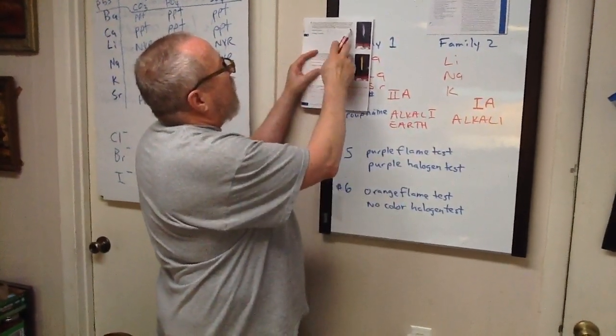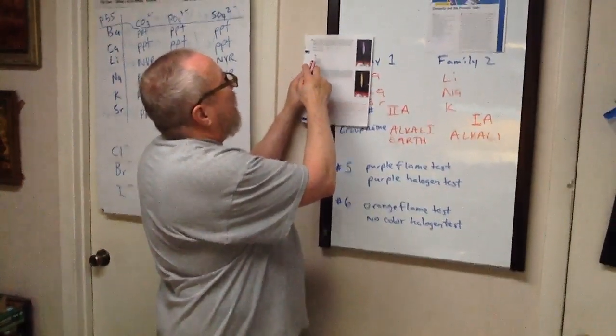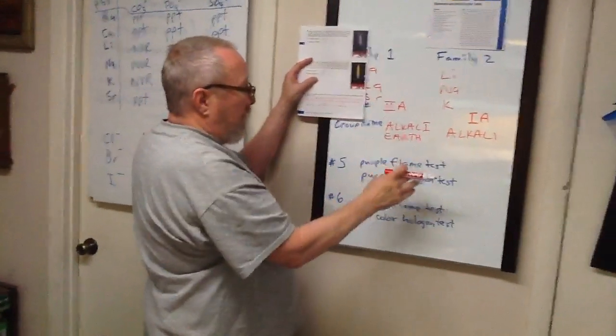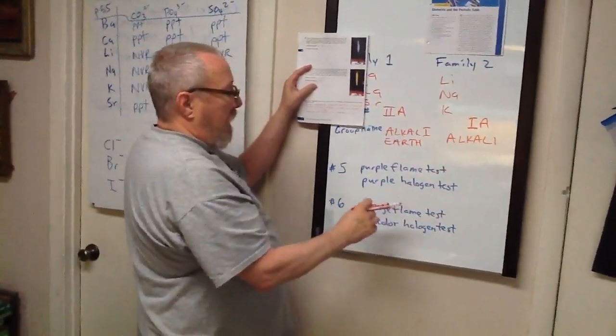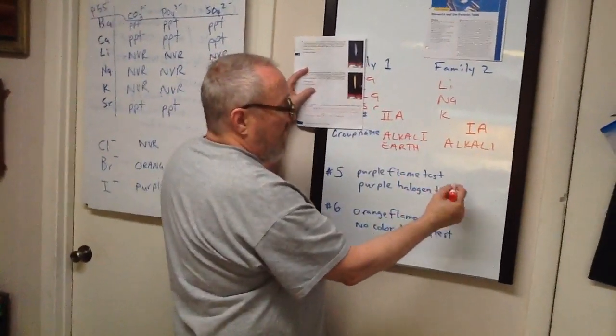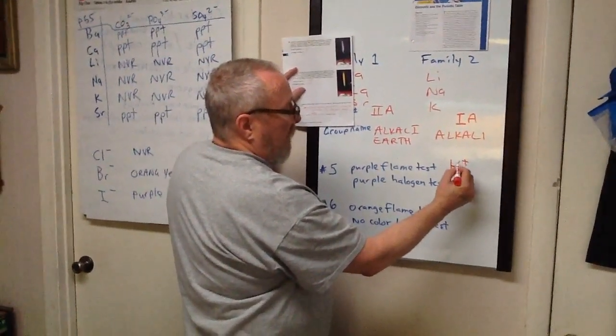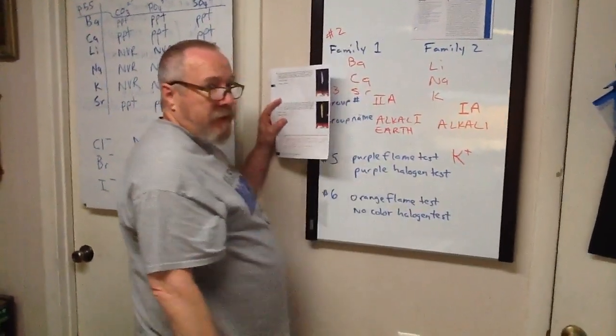that gave no reaction with ammonium carbonate, ammonium sulfate, or ammonium phosphate. And the halogen test gave a purple flame, not the halogen test, I'm sorry, the flame test gave a purple flame, and of course that is potassium. Gives us that pretty violet flame.